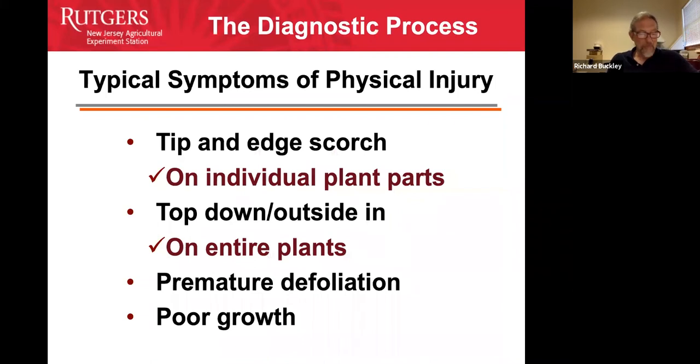Deep breath. I know I'm running long, but we've got about 10 minutes, so we'll get there. Typical symptoms of physical injury: tip and edge scorch.